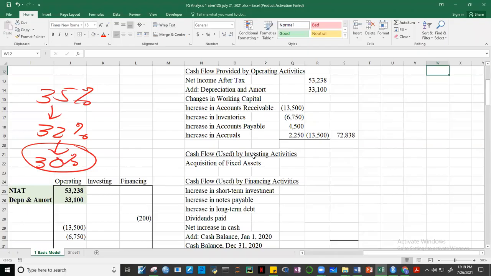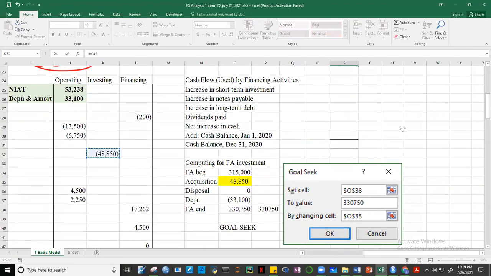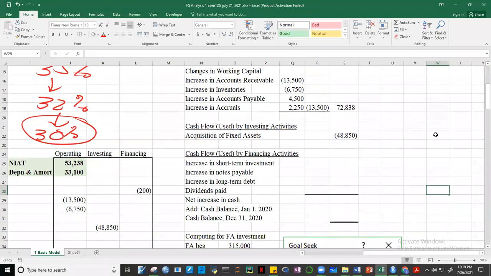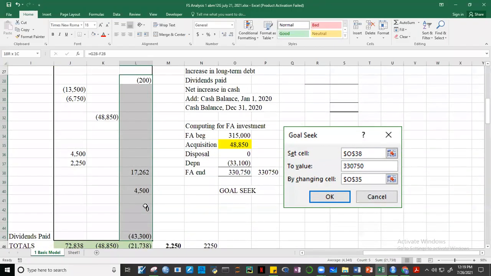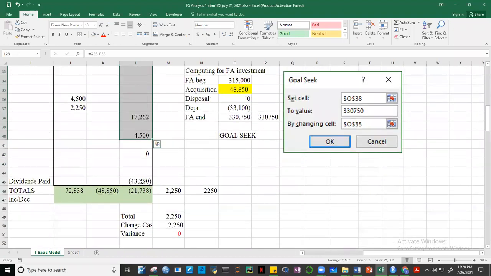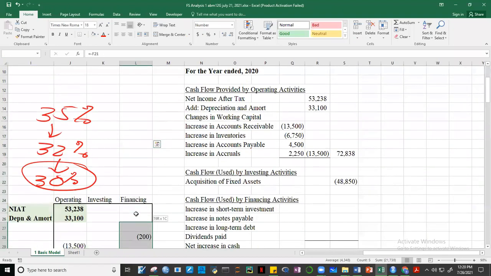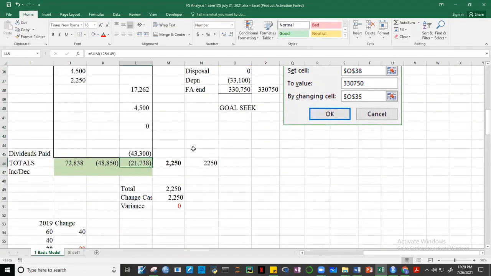Cash flow used by investing. So dito natin siya itatapat. Ito na yung summary ng operating. Summary ng investing. Isa lang naman siya guys, kaya yan, 48,850. Yun na rin total niya. Okay? And then last, yung financing, ito. Yung mga to guys. Dapat lahat to andito sa financing, and the total should be 21,738.